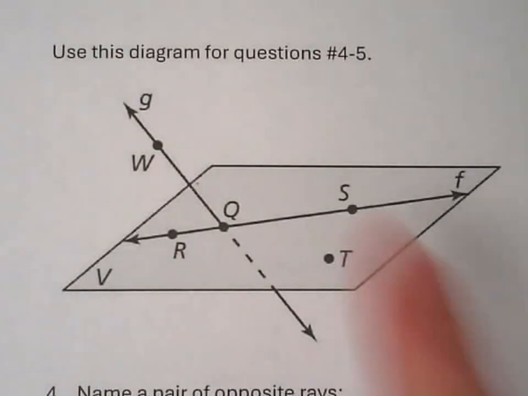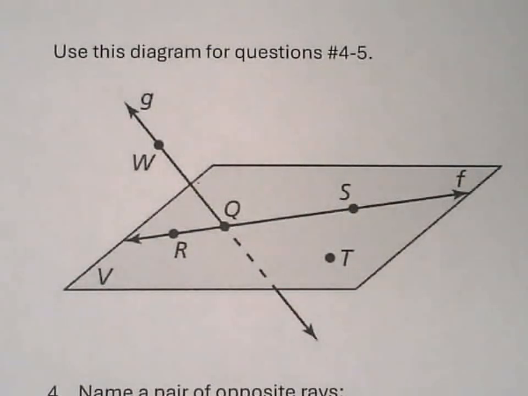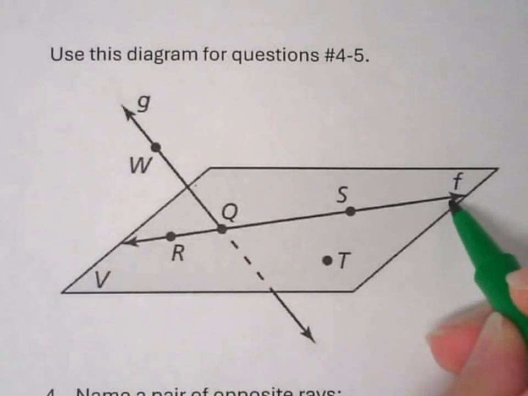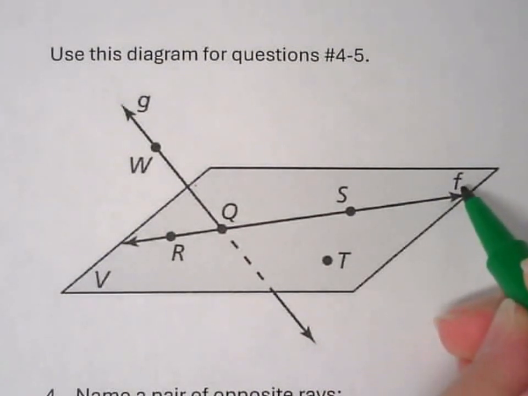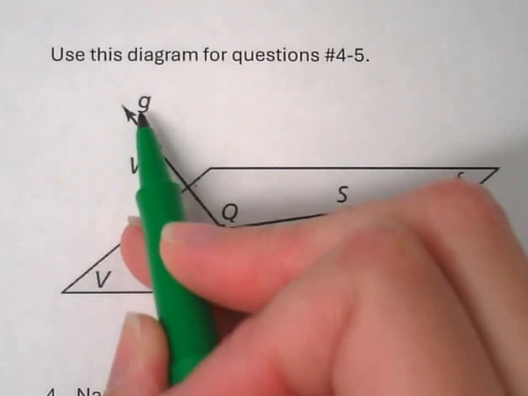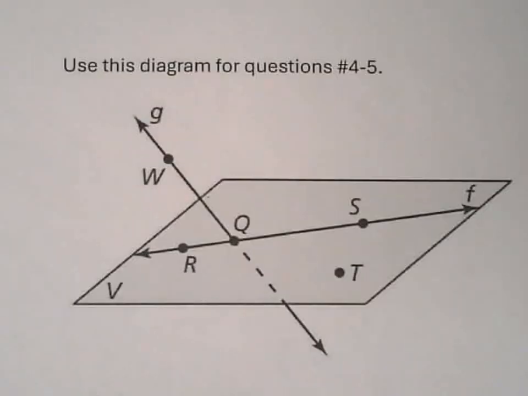The next set of questions we're going to do is for this diagram here. Some important things to focus on in this diagram. F is not a point. There's no dot with F, and F is a lowercase letter. G is not a point. It's for that line. It's lowercase. V is not a point. It's the name of the plane. There's no dot next to V.